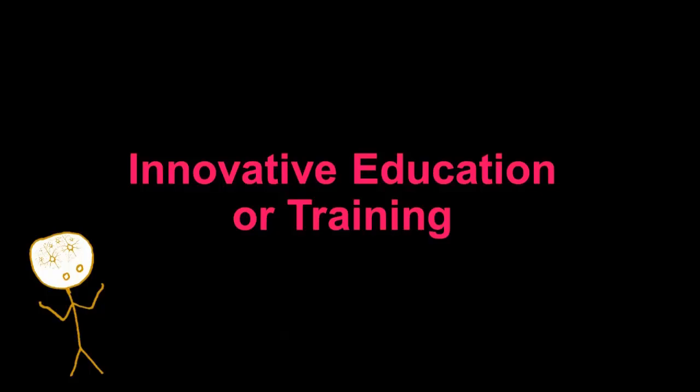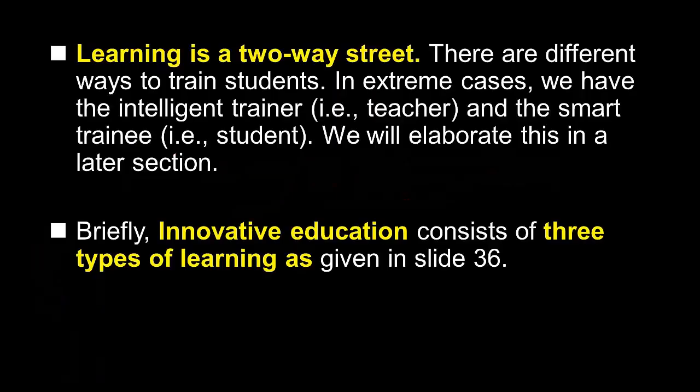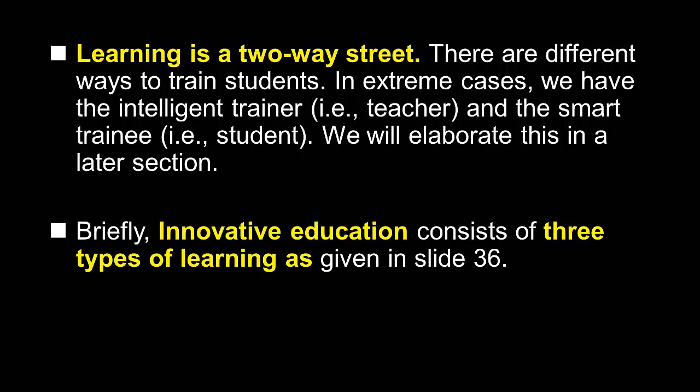Next, let's talk about innovative education or training. Learning is a two-way street. There are different ways to train students. In extreme cases, we have the intelligent trainer, that is the teacher, and the smart trainee, the student, a subject we shall elaborate later. Briefly, innovative education consists of three types of learning, as given in slide 36.